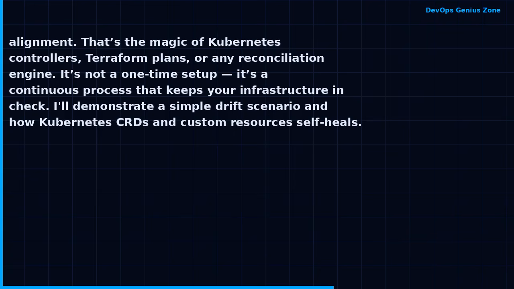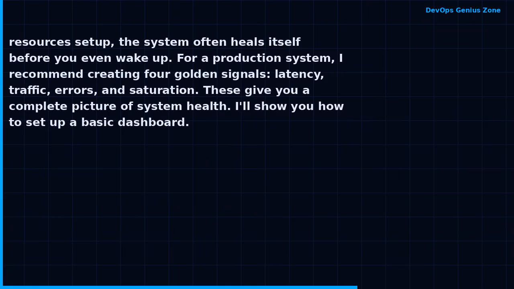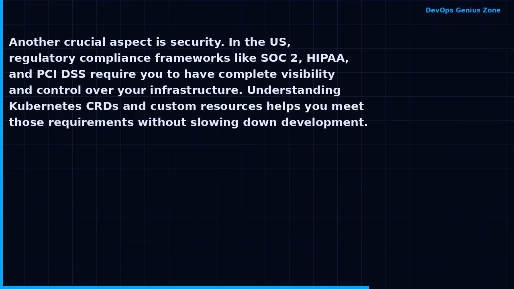Now, let us add monitoring on top of that. Tools like Prometheus and Grafana scrape metrics and show you dashboards. You can see request latency, error rates, and resource usage at a glance. Set alerts so you know immediately when something goes wrong, and with a well-implemented Kubernetes CRDs and custom resources setup, the system often heals itself before you even wake up. For a production system, I recommend creating 4 golden signals: latency, traffic, errors, and saturation. These give you a complete picture of system health. I'll show you how to set up a basic dashboard.